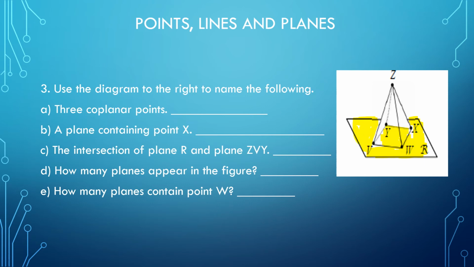The second plane is the side of the pyramid. So let's color the side of the pyramid. This is one side. This is the back side of the pyramid. And this is the right side of the pyramid. And the front side, there is a front side too, which is this one.